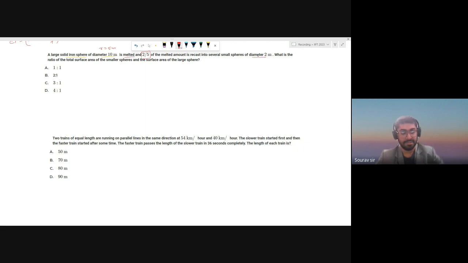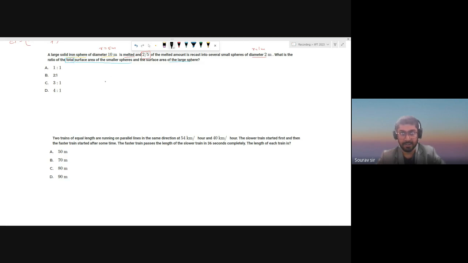Again, that is just given there so that some of you will read this as a radius in a hurry and then make a mistake. So radius is 1 meter. What is the ratio of the total surface area of the smaller spheres to the surface area of the larger sphere? The word total means that you first have to calculate how many smaller spheres are there.